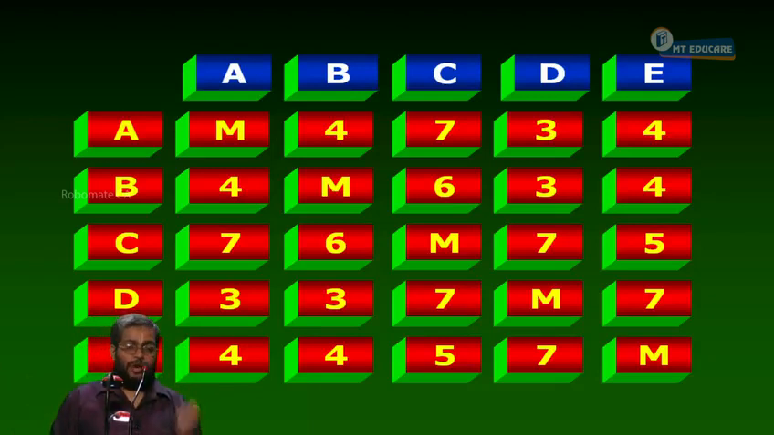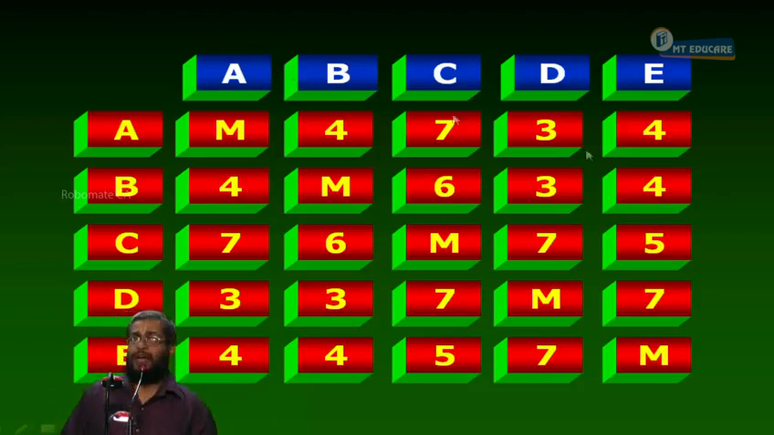Solving the above problem using assignment steps. We'll do it together. Step 1. What is step 1? Row operations. Do along with me. Step 1 is row operations.